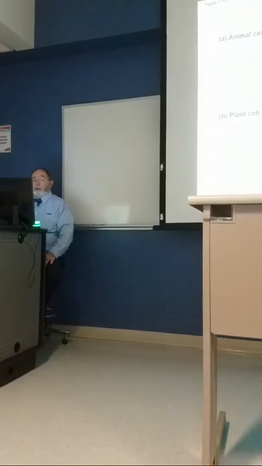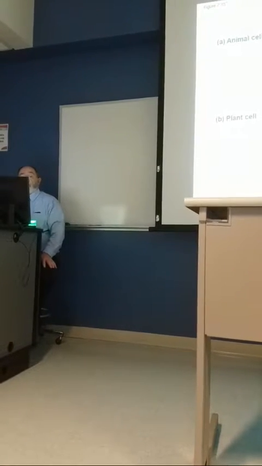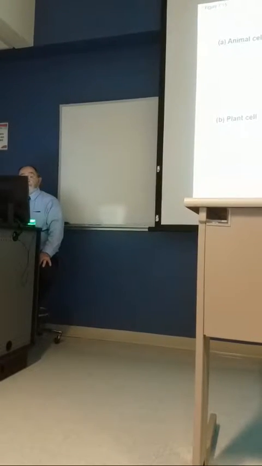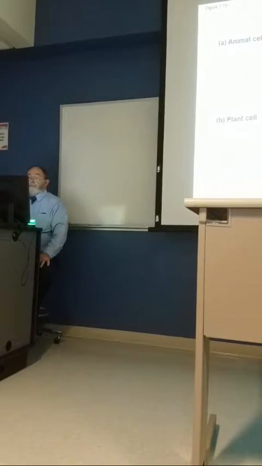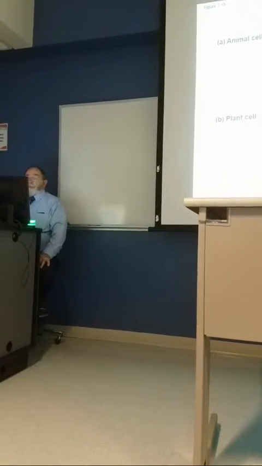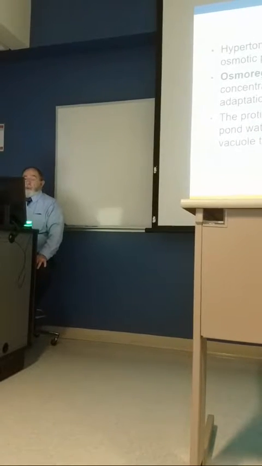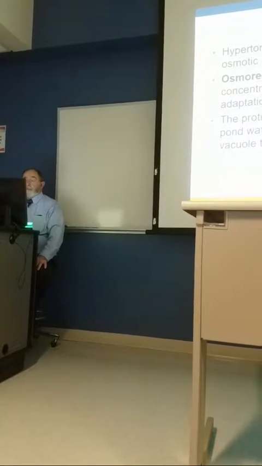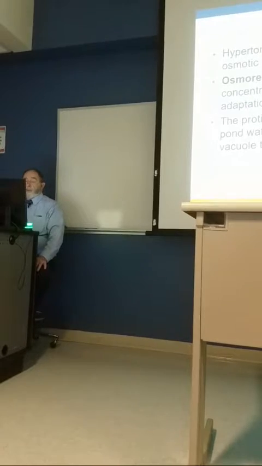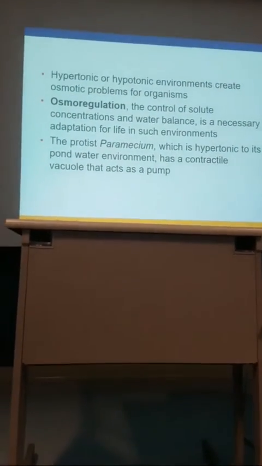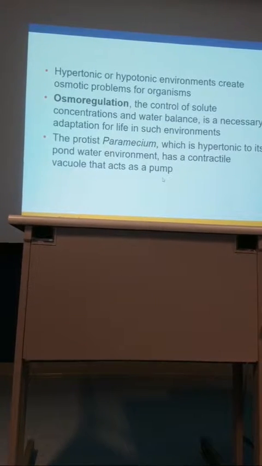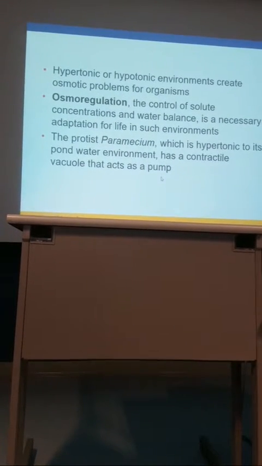Paramecium have a vacuole. They control their own water input pressure. Right, so if it says it's hypertonic to the water, does that mean that the water outside of it is trying to flow inward? Okay, thank you. Osmoregulation. It says right here, the paramecium is hypertonic to its pond water environment. It has the vacuole that can pump water out or in.